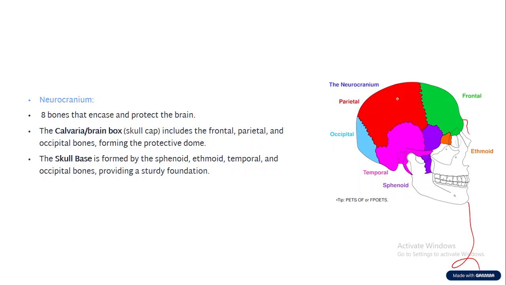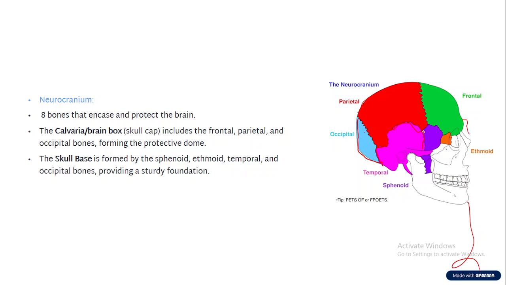Then second is the parietal bone. Parietal bones are paired bones which are present on each side. Then the temporal bone. Temporal bone is also a paired bone. This pink structure is the temporal bone. It is also present on both sides. Then occipital bone. Occipital bone is a single bone, so it is not paired.